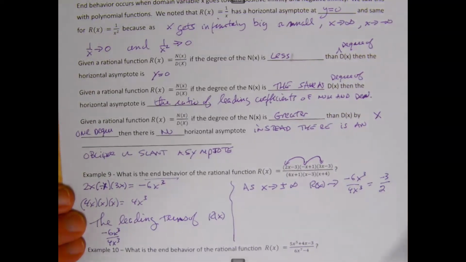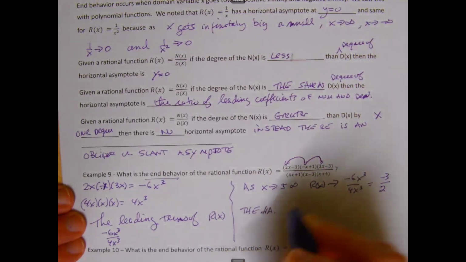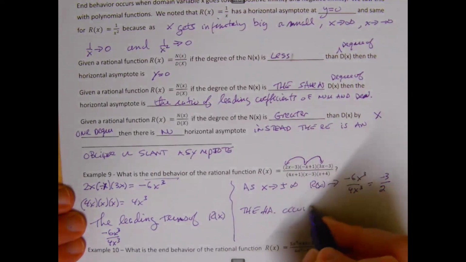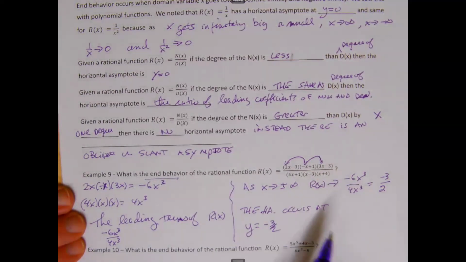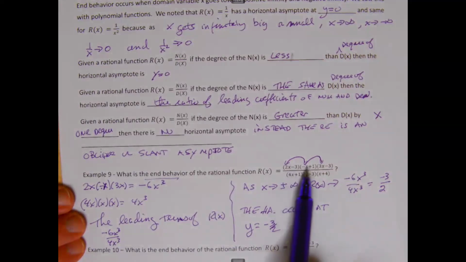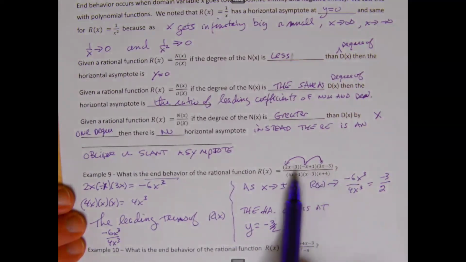So this gives me the horizontal asymptote. So the horizontal asymptote occurs at y equals -3/2. This tells us again, when we go towards infinity, all of a sudden the rest of the terms don't really matter. The only thing that's controlling the output mostly is these two terms.